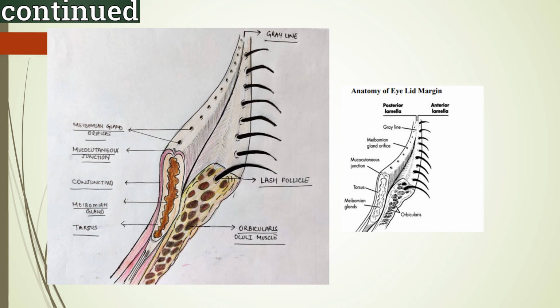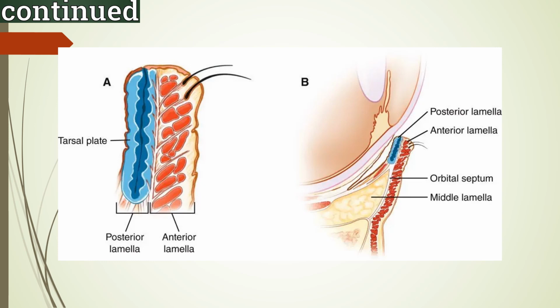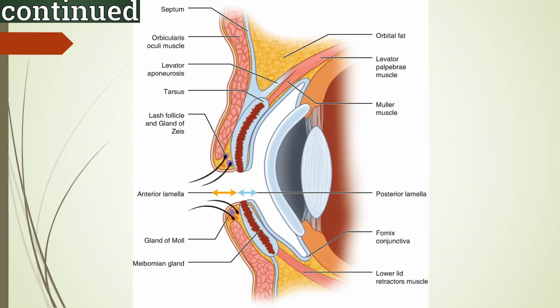This is a photograph delineating the principle of the anterior and posterior lamellae. Another photograph of the anterior and posterior lamellae of the eyelids. And this is the last photograph of the anterior lamella and the posterior lamella of the upper and the lower eyelids.